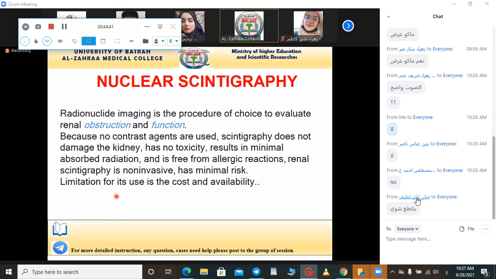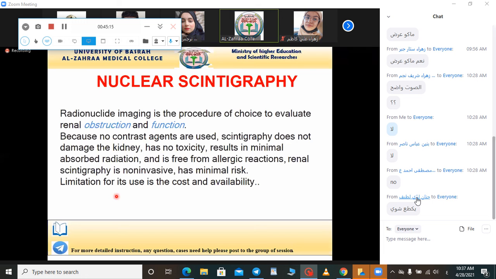Radionuclide imaging is the procedure of choice, the best procedure in the evaluation and diagnosis of obstruction and function. All the imaging studies before cannot give us an exact idea about the function of the kidney. They give a rough idea, but an exact idea about the function of the kidney can be given only with nuclear scintigraphy. So the method of choice in the diagnosis of obstruction and function is nuclear scintigraphy.